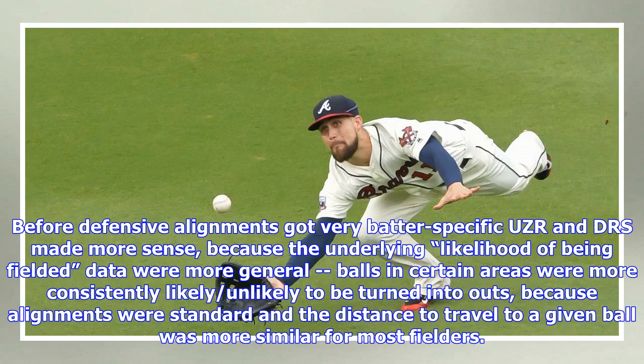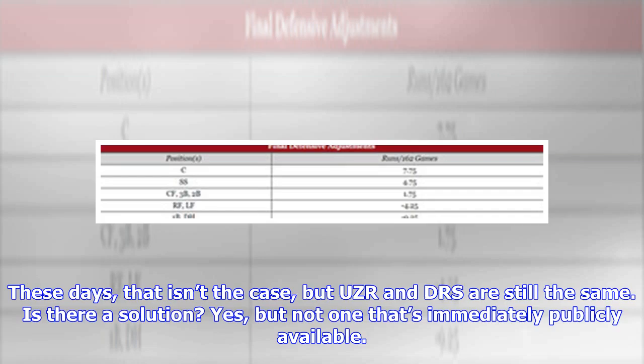Before defensive alignments got very batter-specific, UZR and DRS made more sense, because the underlying likelihood of being fielded data were more general. Balls in certain areas were more consistently unlikely to be turned into outs, because alignments were standard and the distance to travel to a given ball was more similar for most fielders. These days, that isn't the case, but UZR and DRS are still the same. Is there a solution? Yes, but not one that's immediately publicly available.